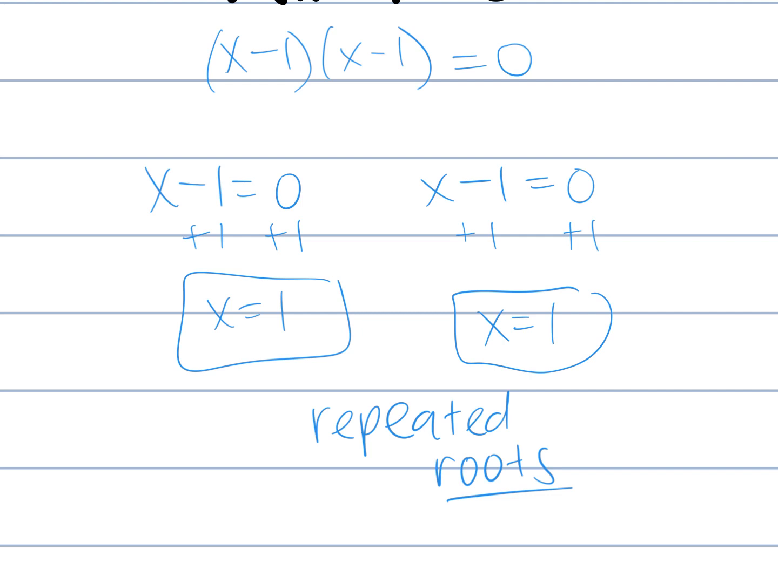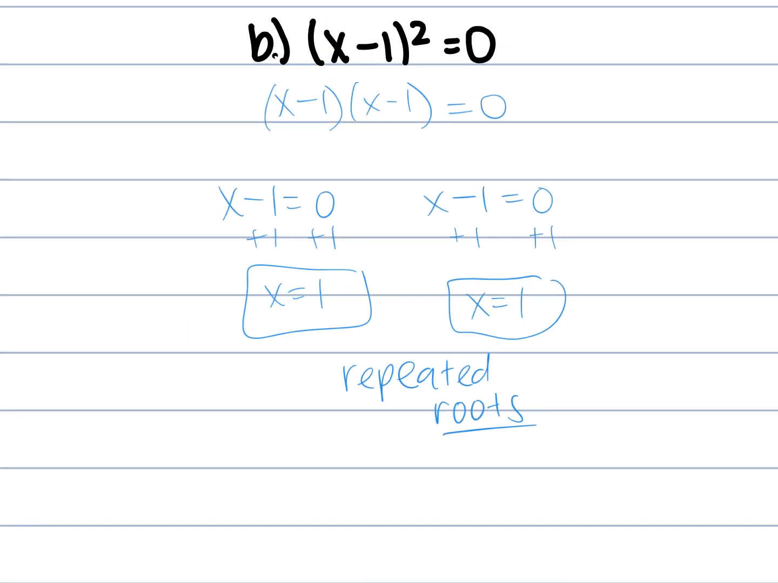Addison, you good? Can I go to the back? Yes, you may. When it's a repeated root, you just write repeated roots. Correct. Now, if you wrote x equals 1 twice, I wouldn't take points off, but technically there's only one answer and it's x equals 1. So you could just write it once and you'd be fine.